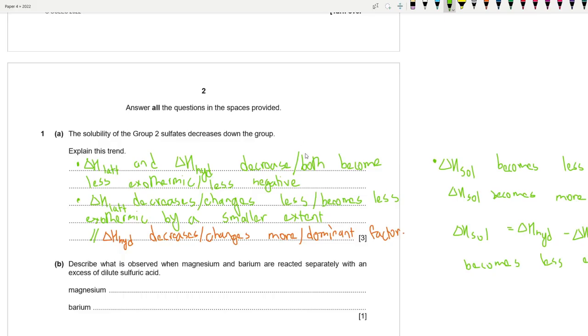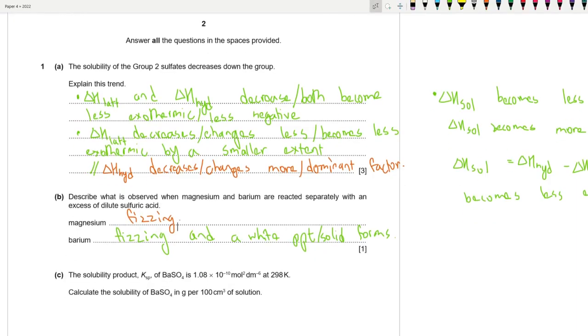Describe what is observed when magnesium and barium react separately with excess dilute sulfuric acid. Barium sulfate is a white precipitate. Mainly the metal reacts with the acid, so we're going to get effervescence, hydrogen gas. So we are going to see fizzing, obviously, and a white precipitate, or a white solid forms. With magnesium, we are just going to see fizzing, but magnesium sulfate is actually a soluble salt, so we wouldn't see a white precipitate.